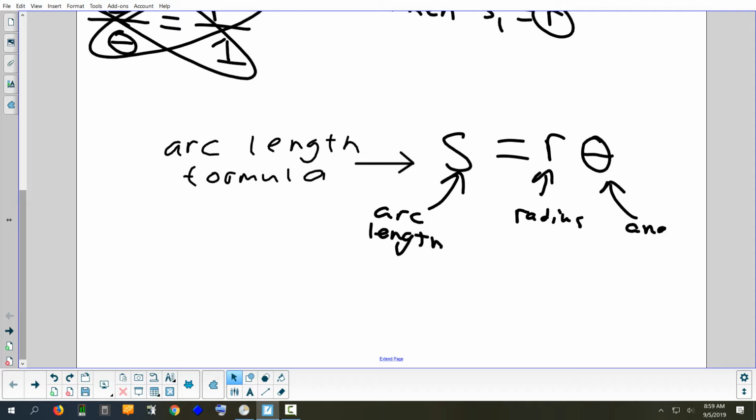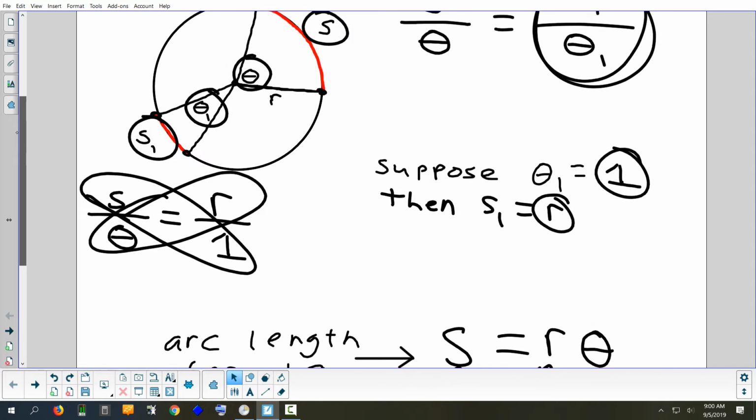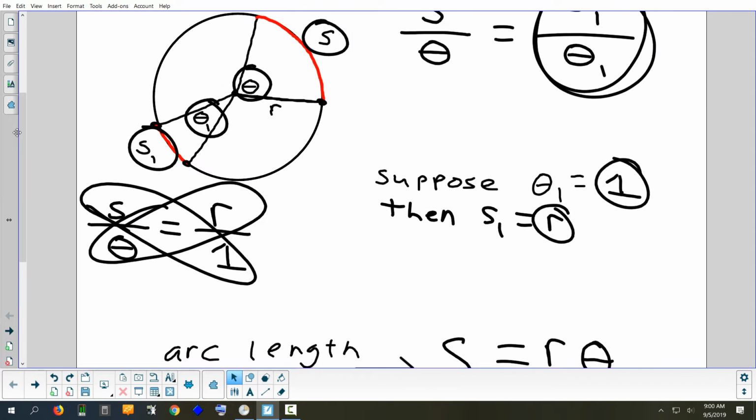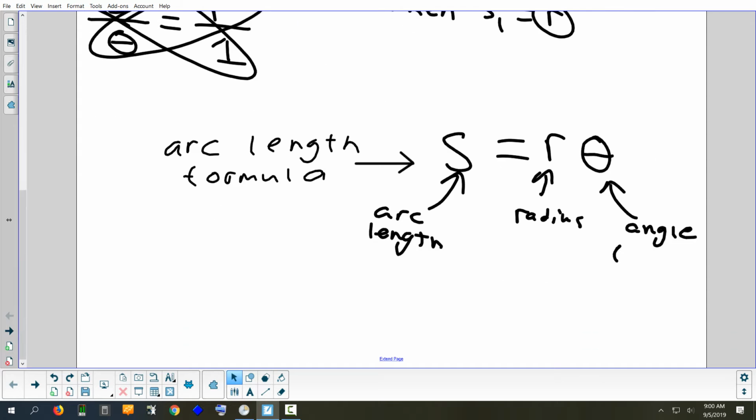But we got to be careful about the angle. Let's go back up. I started this whole problem off by supposing that theta 1 equals that. What is that? 1 what? Radian, right? There's no little circle on it. If there was a circle on it, it would be 1 degree. But there's no circle. So that's in radians. So this formula only works if your angle is in radians.